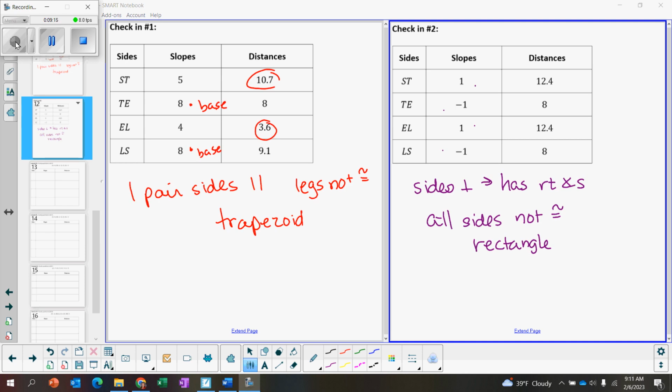All right, so in check-in 1, I only had one pair of opposite sides parallel, so it was a kind of trapezoid. Looking at the legs, they were not congruent, so this is just a trapezoid. In check-in number 2, I do have 2 pairs of parallel sides. The sides are perpendicular, so it has right angles, but all sides are not congruent. So this shape is a rectangle.